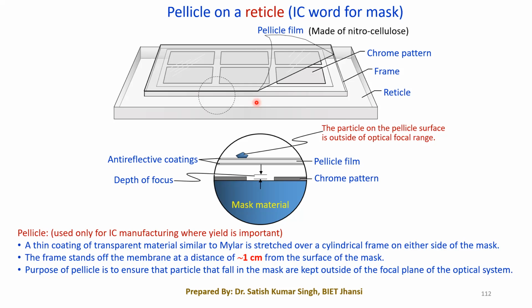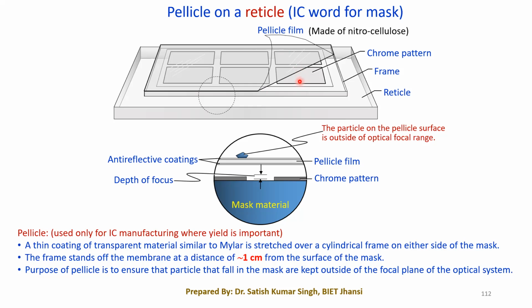And one more thing which is very important is the anti-reflective coating. All the light, when we are shining the light, should go through the transparent layer. On the side of that transparent layer, obviously, we have the chromium pattern.